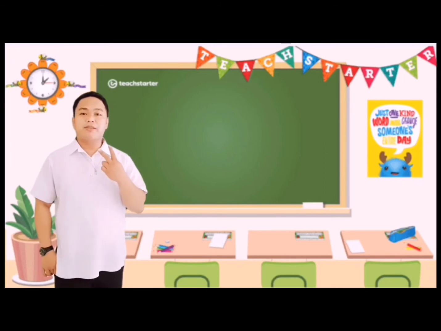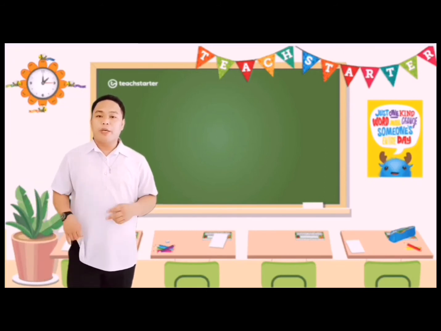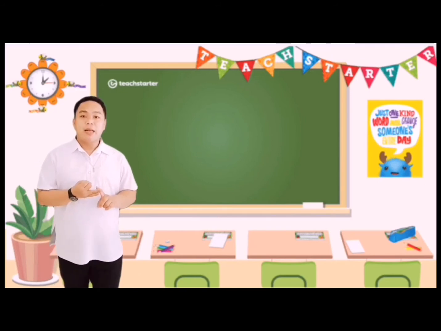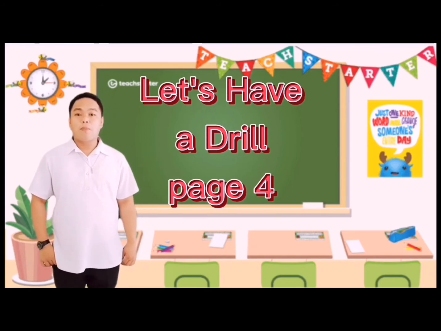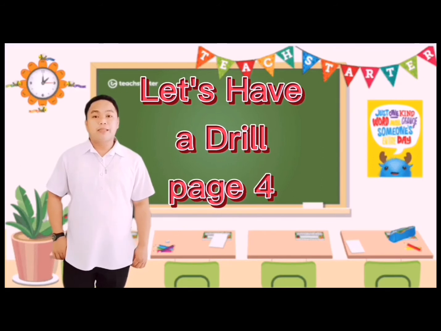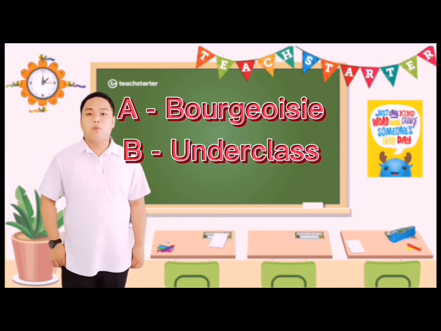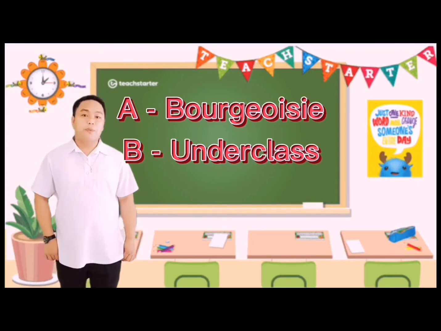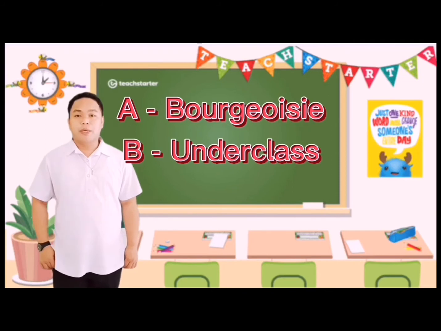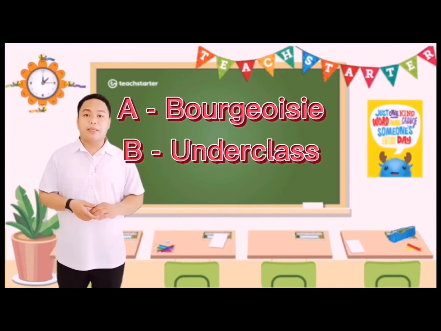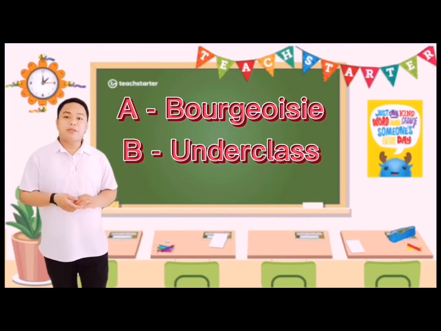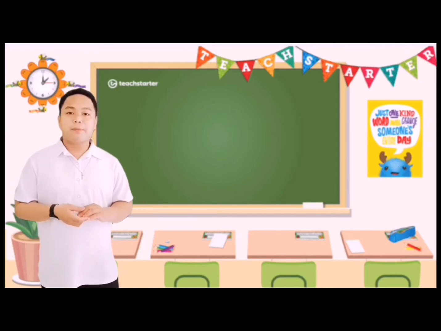After discussing the two distinct groups proposed by Karl Marx, which are the bourgeoisie and underclass, let me assess if you really understand the difference between the two groups. Let's have a drill on page 4 of Module 6. What we're going to do is write letter A if the individual or group of people belongs to bourgeoisie, and then write letter B if the individual or group of people belongs to underclass. After answering the drill, you may check your answers using the answer key at the end part of the module.